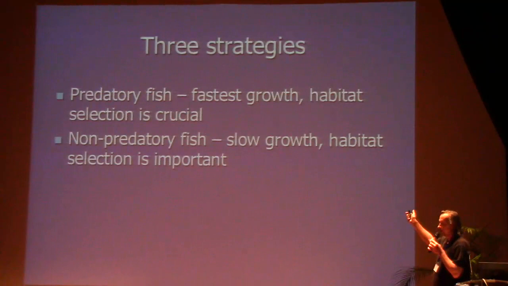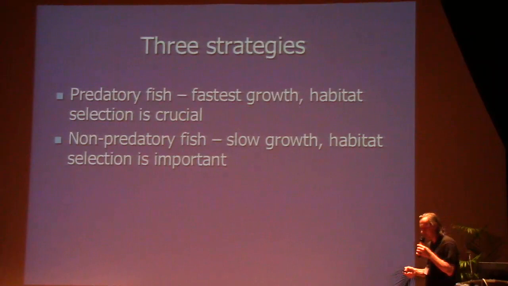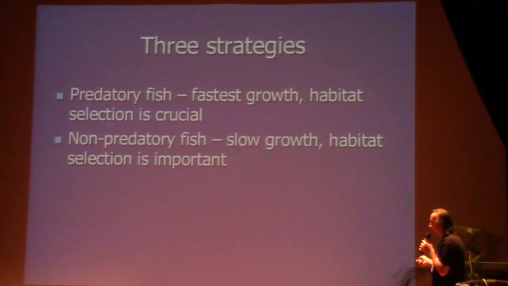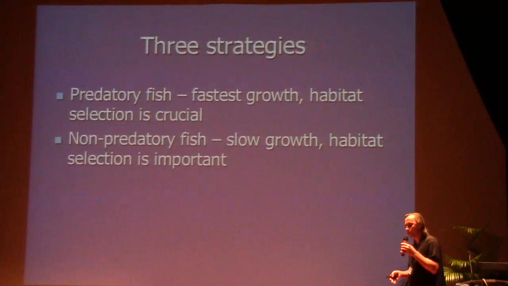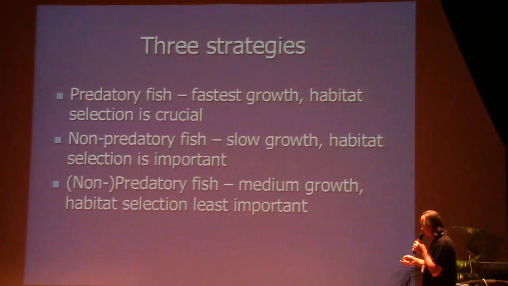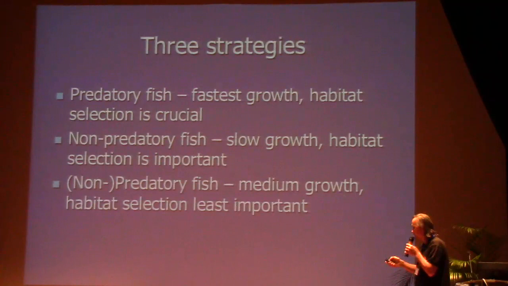But of course, you must remember that in the vegetation zone, there were these predatory fishes. You got a little bit more food there, but there was a risk that the pikes are going to eat you also. And for the non-predatory fish, that were birds, that would be predatory fish, they had medium growth and habitat selection was least important.